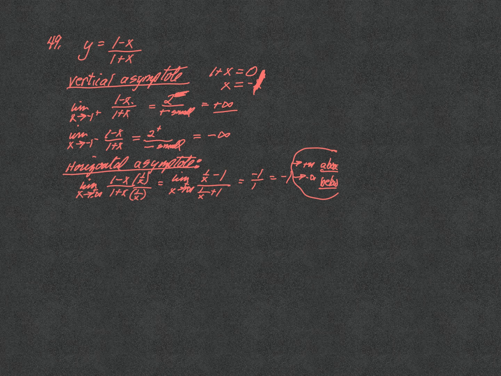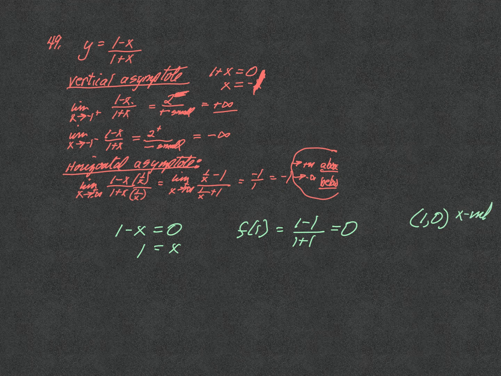So the old stuff would be take 1 minus x and set it equal to 0. So 1 equals x. And so f of 1 is equal to 1 minus 1 over 1 plus 1, which is 0. So this is the x-intercept.